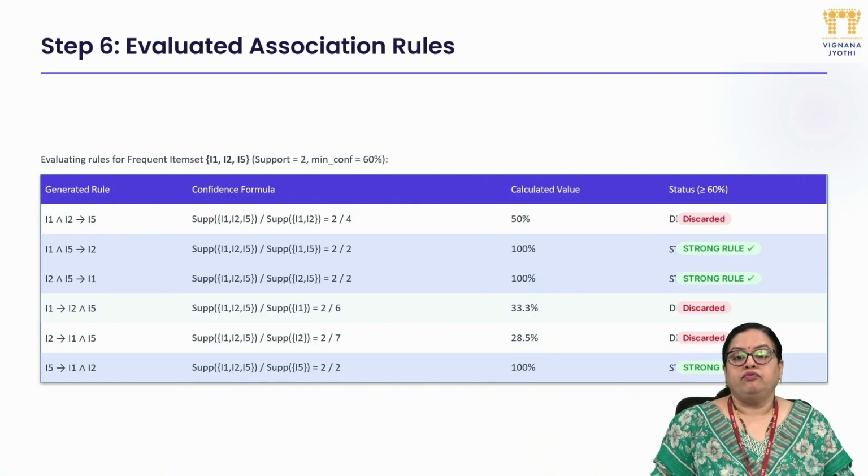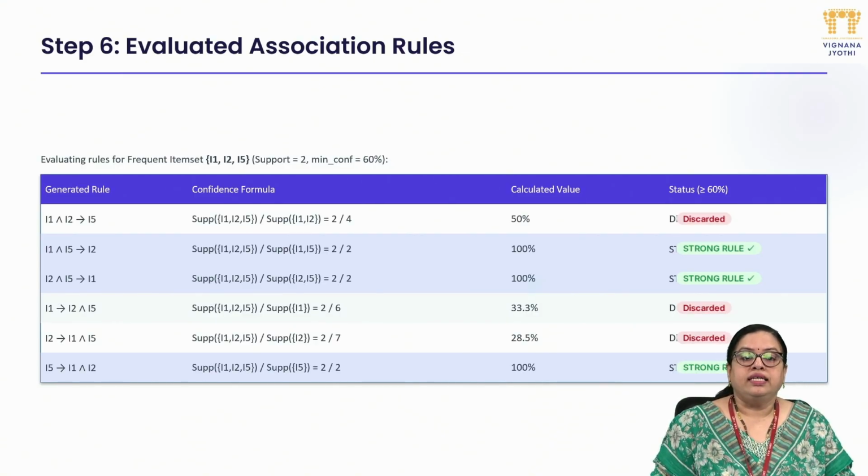So 2 divided by 4 is 50%, which does not meet our minimum confidence. Our minimum confidence is given as 60%. So that's why it is written as discarded.